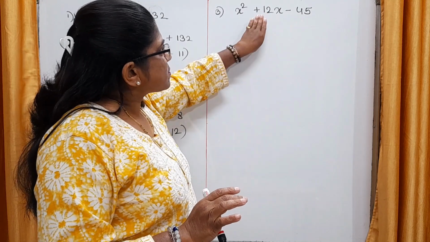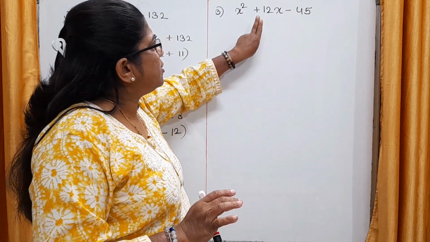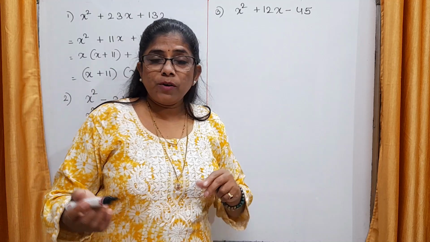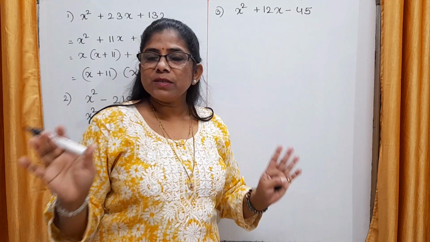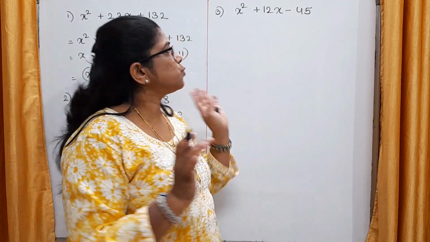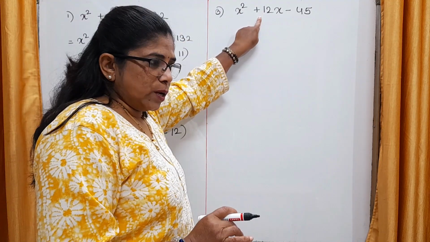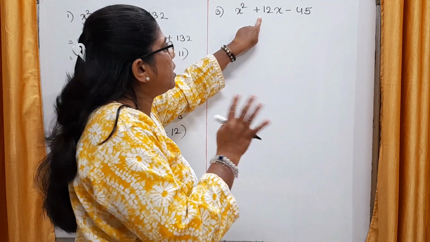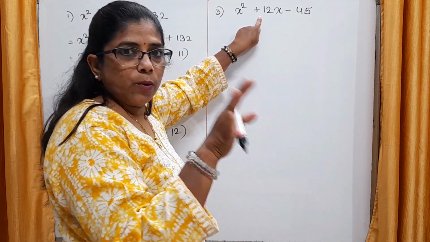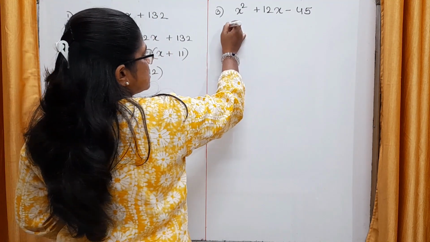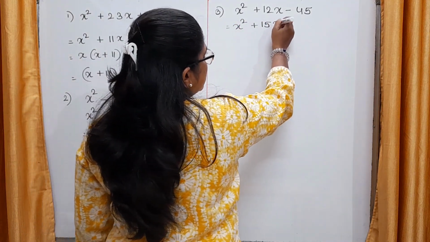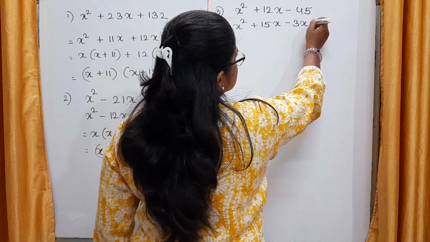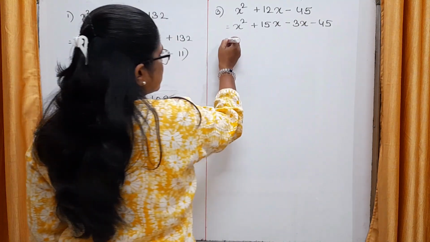So here the product is 45, the difference is 12. Numbers are 15 and 3. 15 times 3 is 45, and the difference of 15 and 3 is 12. As it is plus 12, the greater number, that is 15, will have the plus sign, and the smaller number 3 will have the minus sign. So this is x square plus 15x minus 3x minus 45.